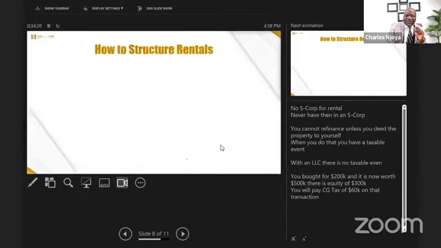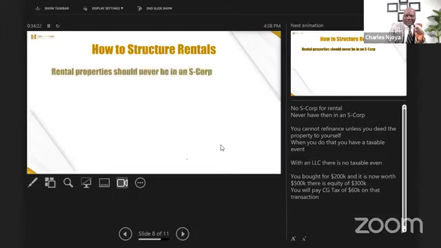So let's talk about how to structure your rentals. I just talked about rentals. Some of the things I'm going to be talking about here: rental property should never be in an escrow. Very important. I see a lot of clients who come to me here. They have rental properties that they have put inside escrows. No. Your rental property should not be in an escrow. Never have them in an escrow.